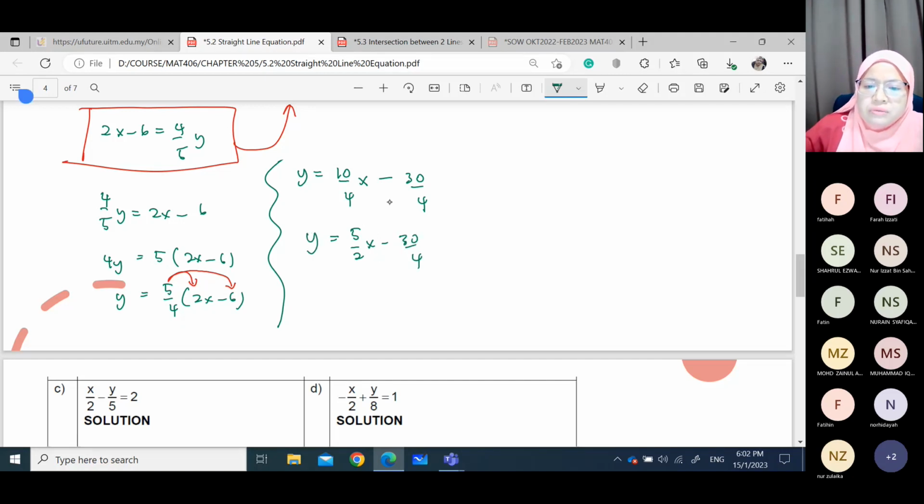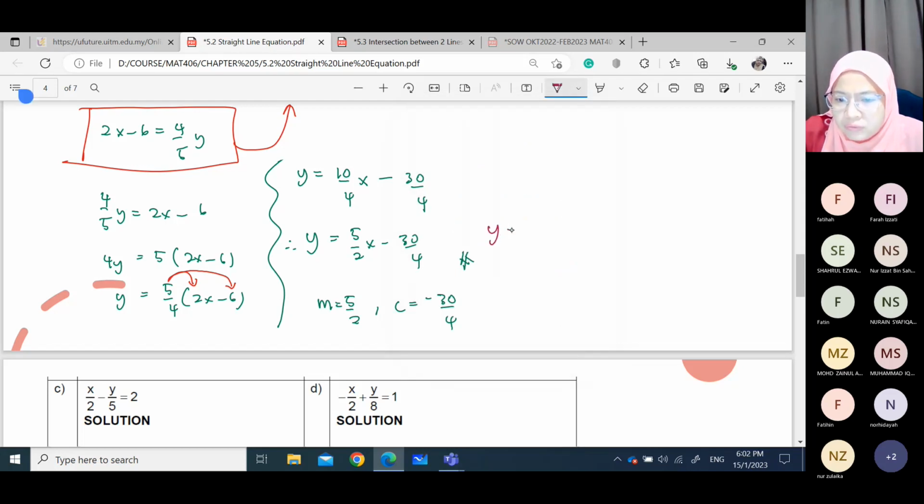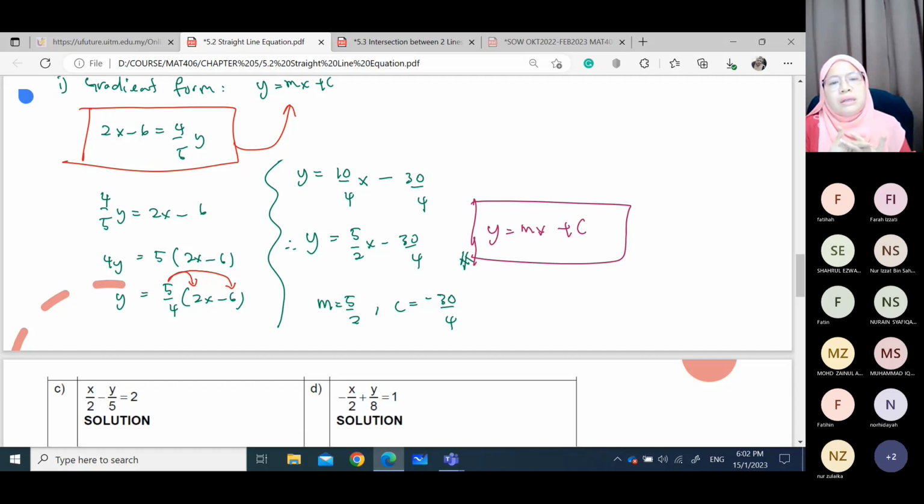So y equivalent with this one. Okay, where m sama juga dengan 5 over 2 and our c is negative 30 over 4. Okay, so therefore y equivalent 5 over 2x minus 30 over 4. So this one in a gradient form. So basically in a gradient form, it is about y equivalent with mx plus c. So ini dalam bentuk gradient. Maknanya gradient form ni adalah equation yang melibatkan gradient. So kat situ ada gradient dia. So m is a gradient.